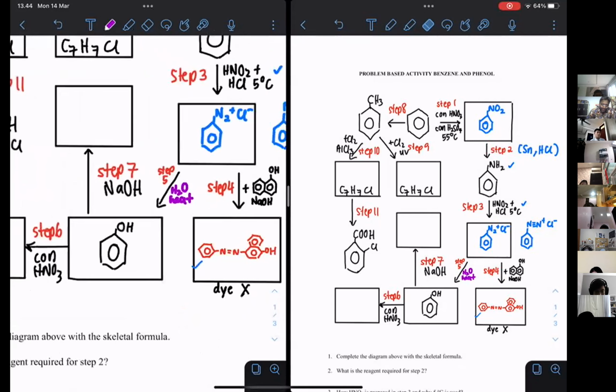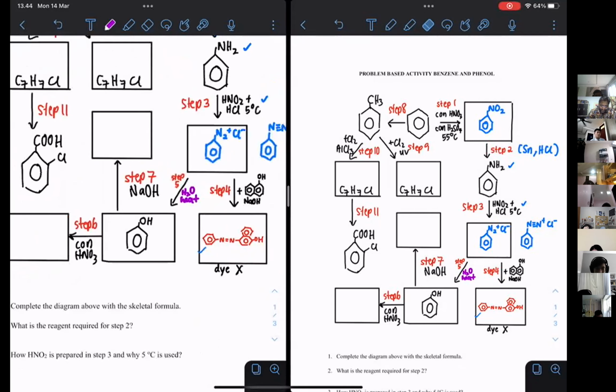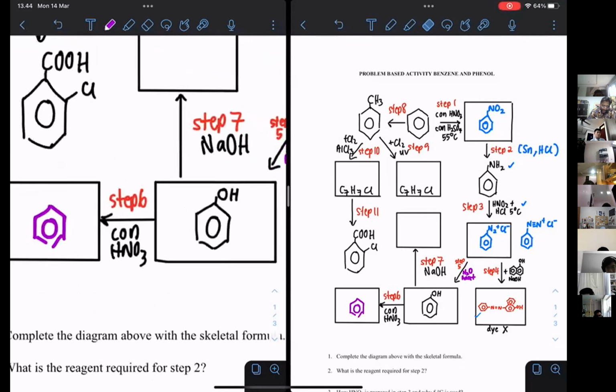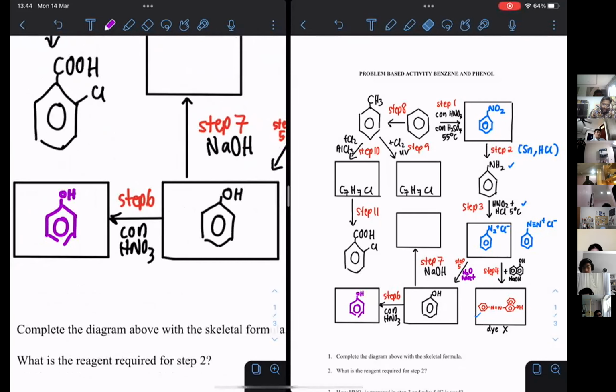Okay, and then you can see step 7 and step 6. I'll go to step number 6, which is much easier. You can see that when you have phenol, the OH group is going to be an electron donating group.